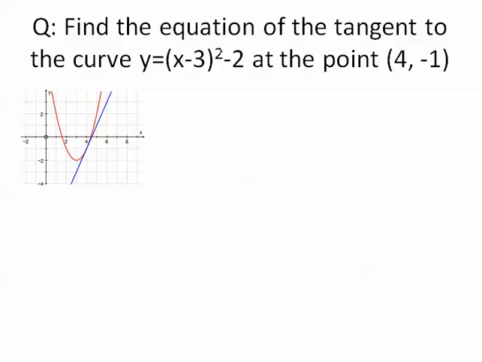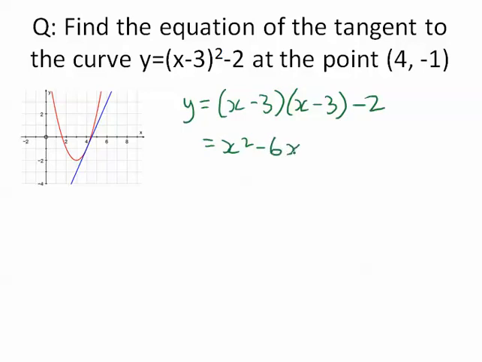Because we have brackets here and then a squared outside, we first have to multiply out the brackets. So y is equal to (x minus 3) times (x minus 3) minus 2, because that's what (x minus 3) squared means. And that's the same as x squared minus 3x minus another 3x, so that's minus 6x, and then plus 9. And I can combine straight away the plus 9 minus 2, which is the same as plus 7.